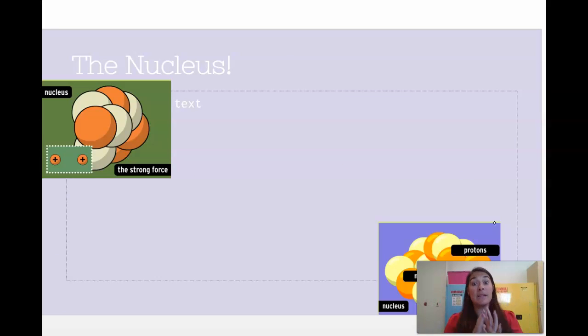So the nucleus is going to be in the center of the atom, and it only contains the protons and neutrons. Again, the electrons are cruising around on the outside. Our nucleus, the center of the atom, is being held together and held in the middle of the atom by something called the strong force. Okay, that's what's going on in that part.